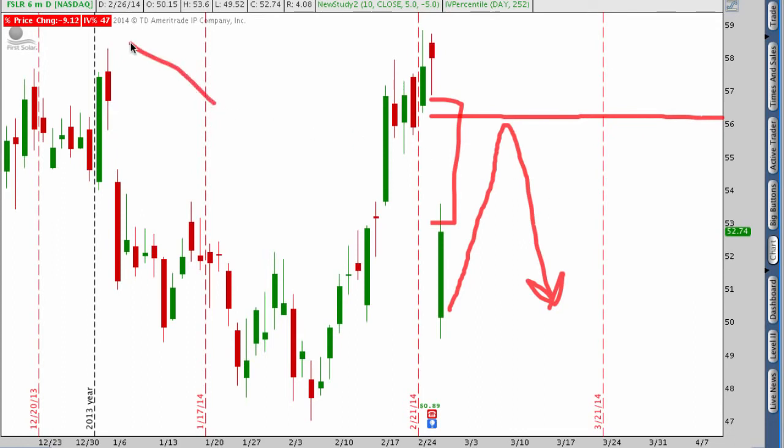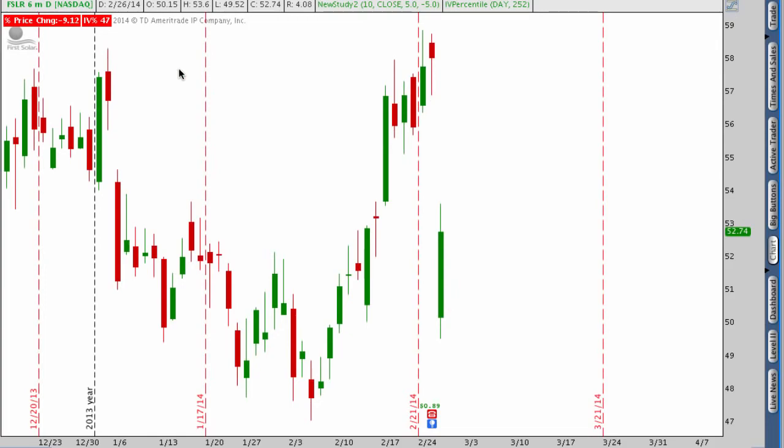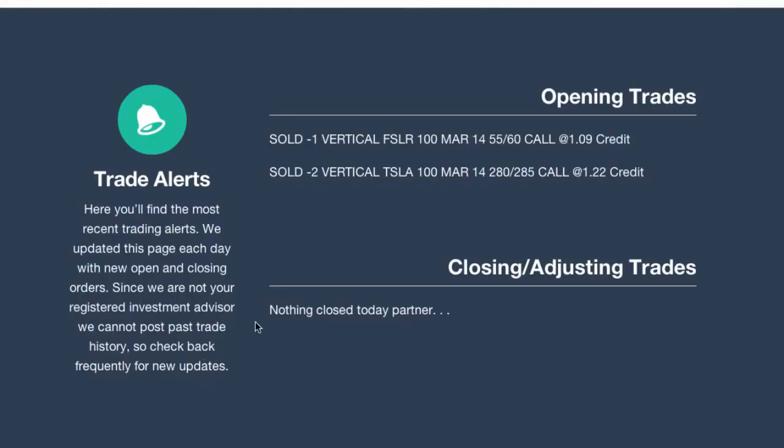And in addition, implied volatility has already started to drop, which will obviously help our position long run since we are short net options. The other trade that we made here today, and again, this will be a short video because there's only 2 trades, is Tesla. So we sold a vertical in Tesla. It was the 280, 285 call spread. And you can see we got a little bit more in premium for that one. It was the same $5 wide strike as the First Solar option spread that we sold above.